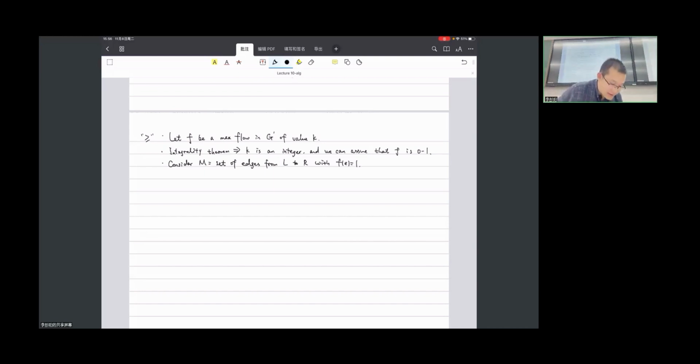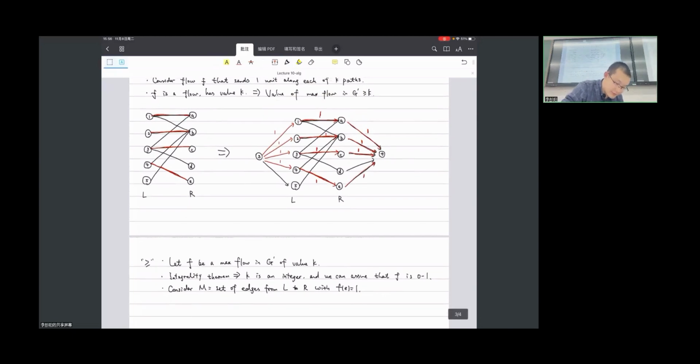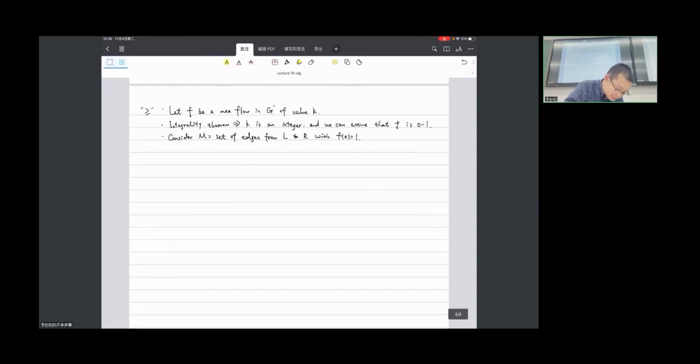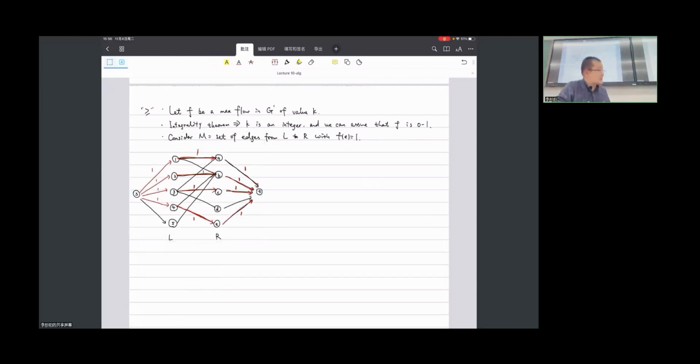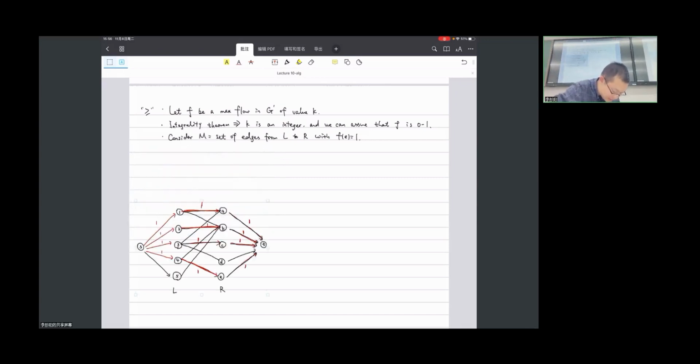So what is actually happening here? Let's take a look at this. Suppose that this is a max flow that we found in this graph. After running the flow algorithm on this graph G prime, we figure out that this is a max flow that we can achieve here. And this max flow has a value of 4.